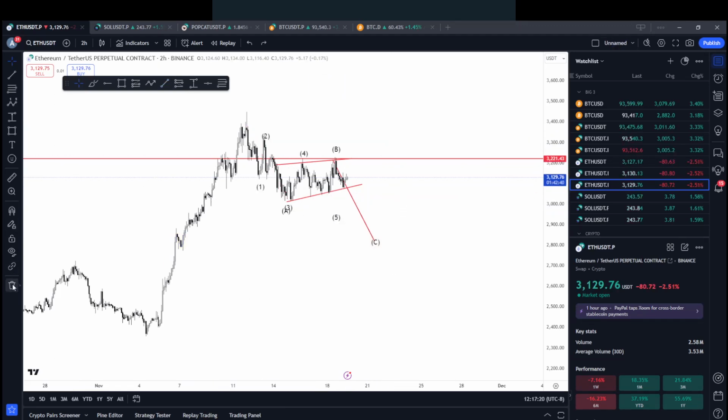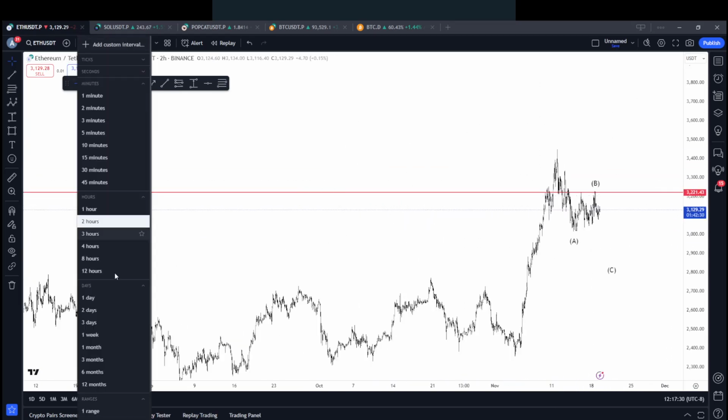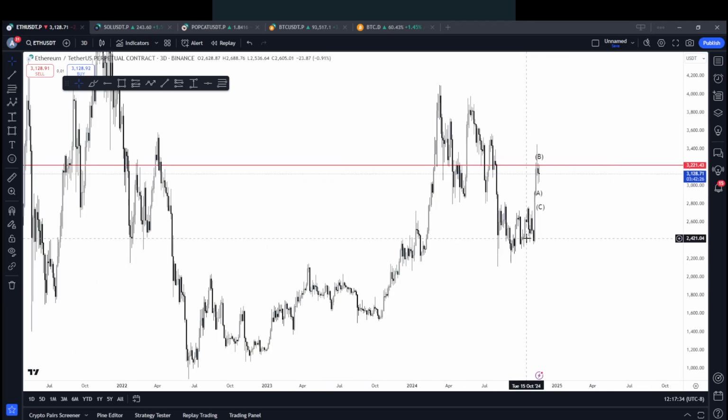Also, we have confluence of the bear flag, right? However, yeah, Elliott waves are terrible. However, this is the level that we need to get above. Okay.